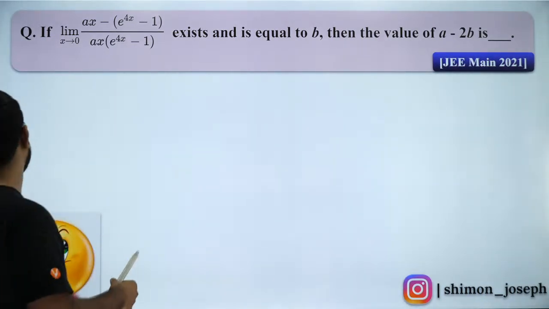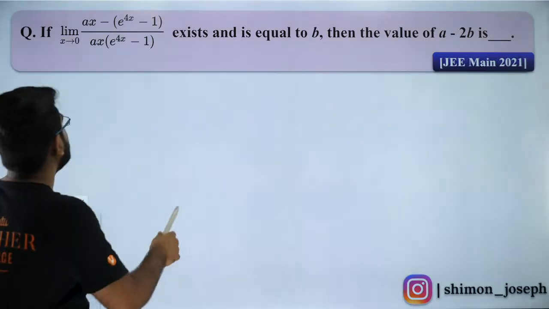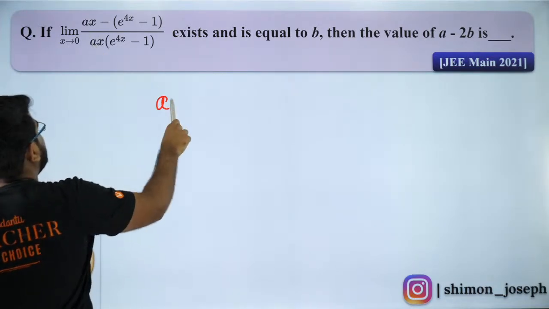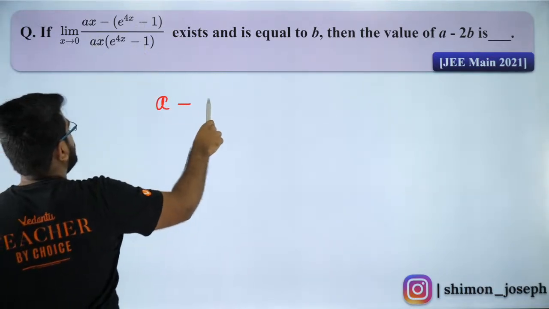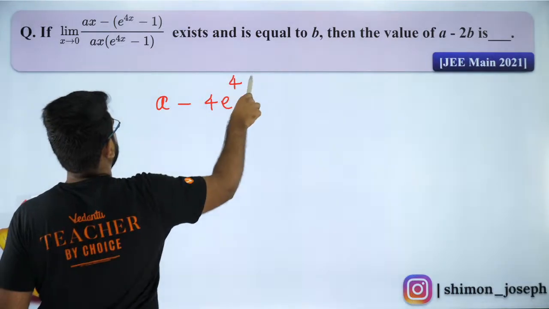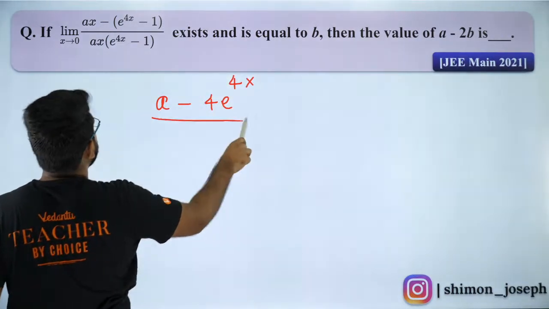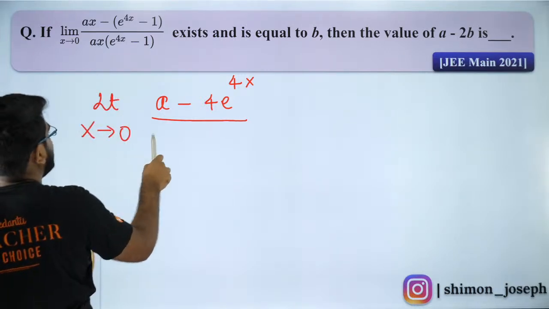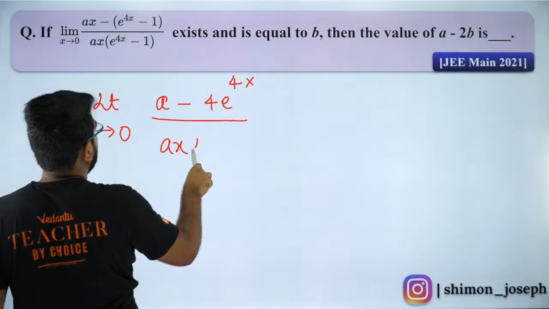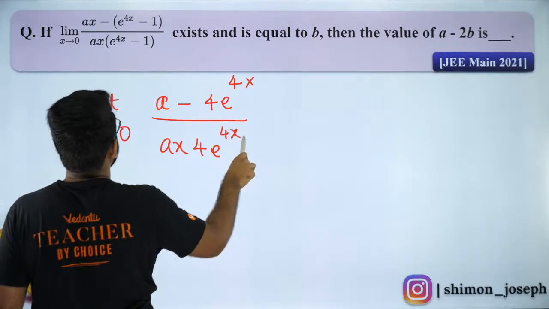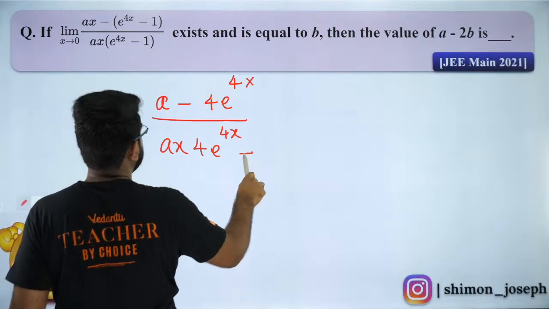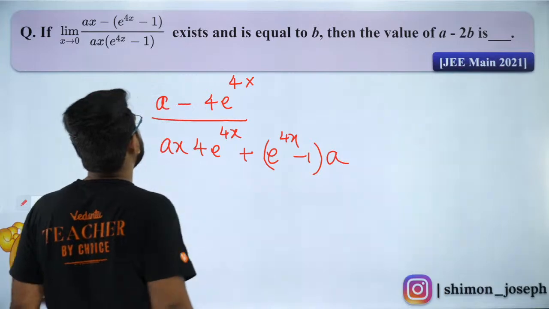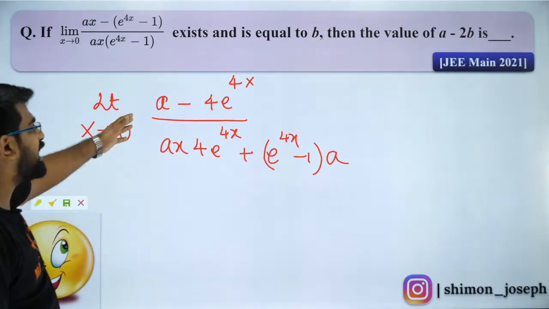Okay, so people, I think everybody is done. So let me try to solve it. So guys, you can use L'Hopital. If I differentiate the numerator, I'll get minus e to the power 4x, which will be 4 e to the power 4x. Then divided by, limit x tending to 0. If I differentiate the denominator, I'll get ax into 4 e to the power 4x, and then plus e to the power 4x minus 1 times a. So that is my L'Hopital after I differentiate it.